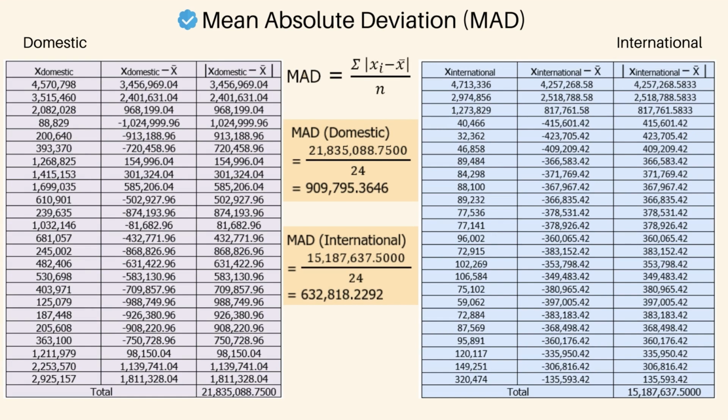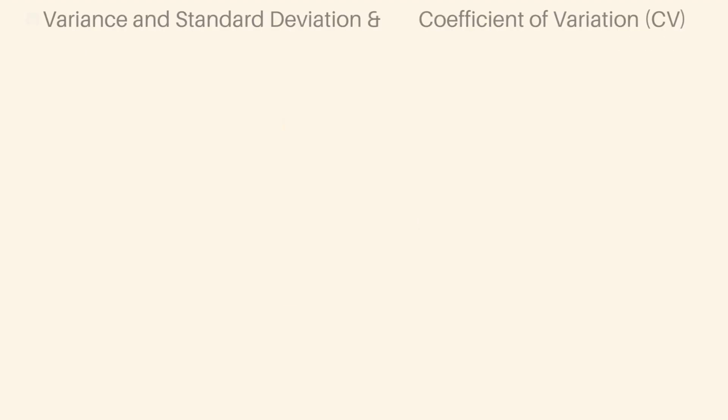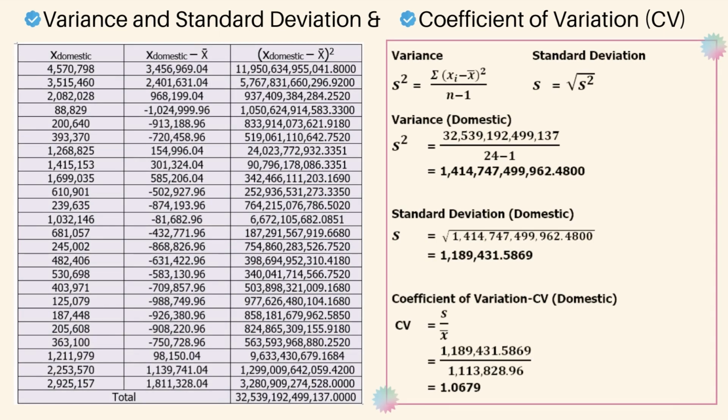The second one is mean absolute deviation, MAD, and its formula is the sum of the absolute value of each deviation from the mean divided by the number of data points. Therefore, the MAD for domestic is 909,795.3646, while the MAD for international is 632,818.2292.